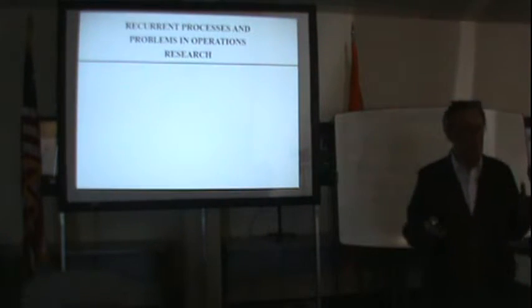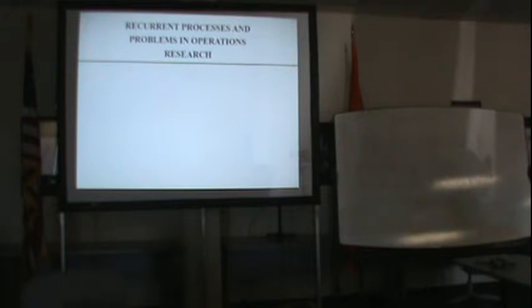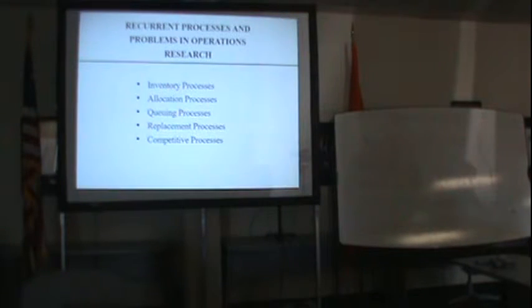Okay, now, these are the 6 problems that happen every day in Operations Research. They are inventory processes, allocation processes. We are interested in the second one more than in any other one. QN processes, replacement processes, competitive processes, sequencing processes. You have the 6 of them. Competitive processes use something that is called game theory. That's what it's referred to as game theory applications.